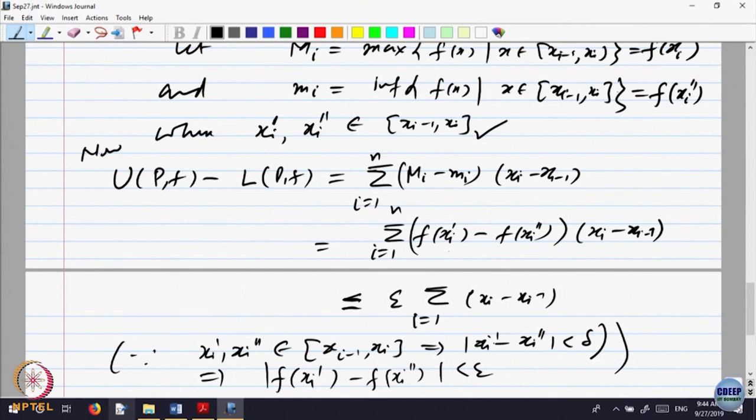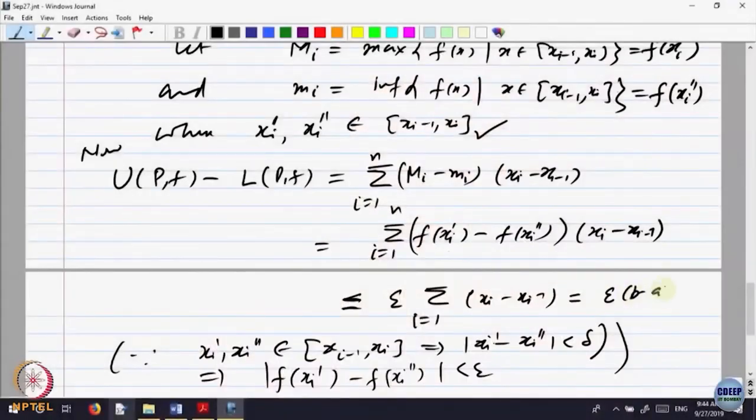So, what we have done is, for the interval [a, b], we have found a partition such that the distance between any two points in the sub interval is less than delta, and that delta corresponds to the uniform continuity of the function. So, the values for any two points will be less than epsilon. All that is used to bring it here. So, what is this quantity? Consecutive terms will cancel out. So, this is epsilon times b minus a, right.